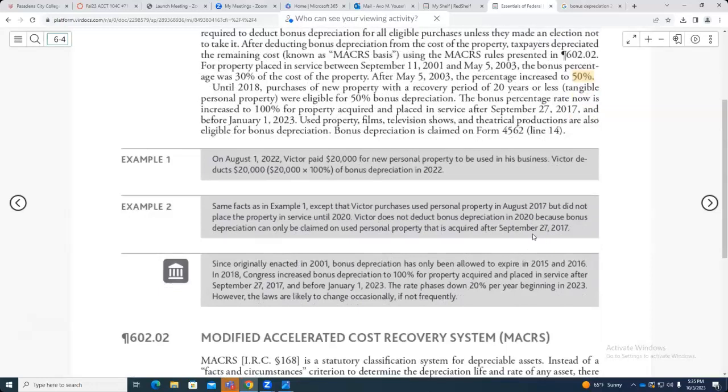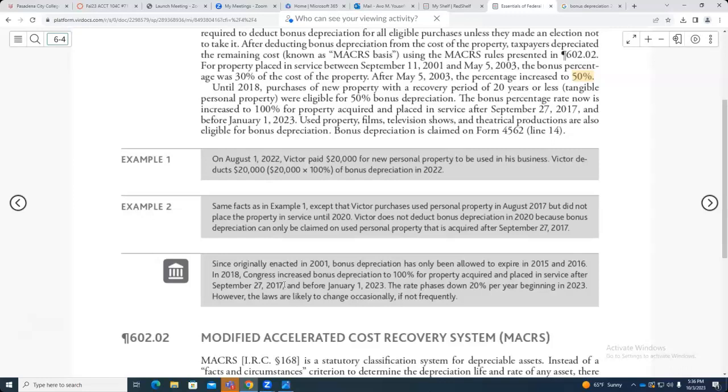And that September of 2017, what's going on? That was when I believe Trump was elected, something like that. And they came up with this new rule, and that was the day I believe the rule was approved or something. Since originally enacted in 2001, bonus depreciation has only been allowed to expire in 2015 and 16. In 2018, Congress increased bonus depreciation to 100% for property acquired and placed in service after September of 2017. So for some reason, they chose that date. I don't know what the reason was specifically at this moment.